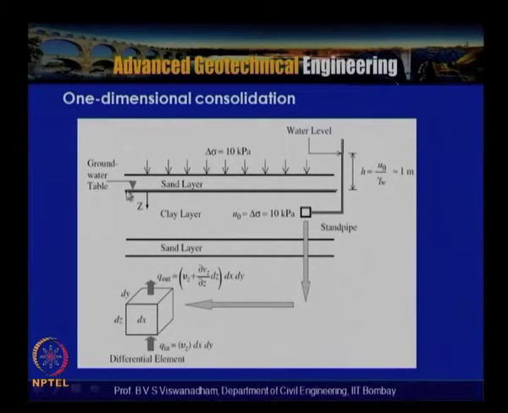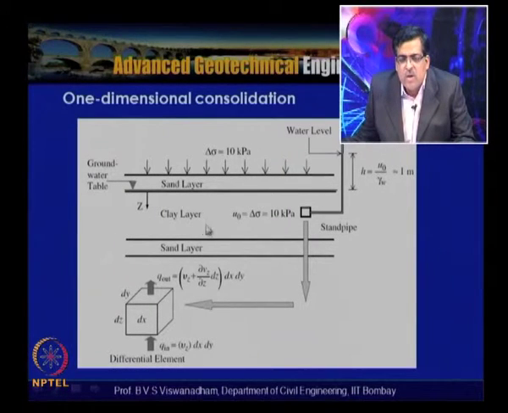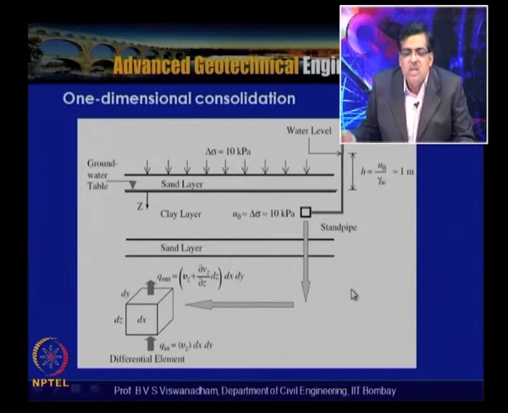Assume that you have a clay and the water table is at this point, and it is doubly drained. The clay layer is the portion in between, sandwiched between two sand layers, and on the top, on the ground surface, a delta sigma has been applied. Now, consider a small element having volume dx dy dz, and z is this direction. The plane perpendicular to this z direction is x and y. In the x and y directions the flow actually happens.